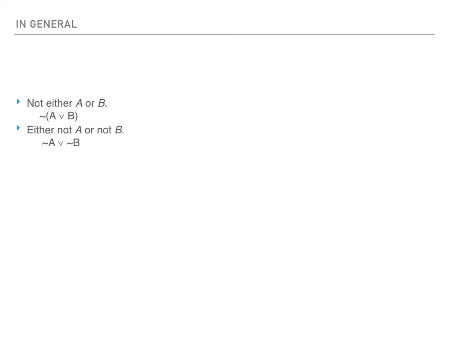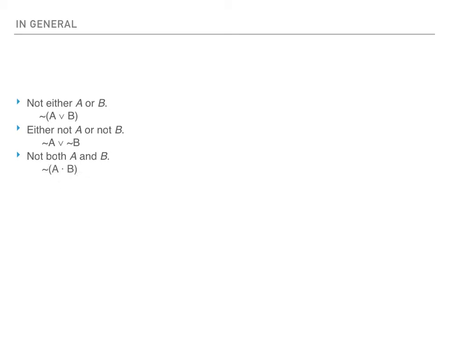The wedge is the main operator of that sentence. It says it's either not A or it's not B. So that's an easy way to try to keep those distinct. And the same pattern holds for not both. If it says not both, then that means not both.